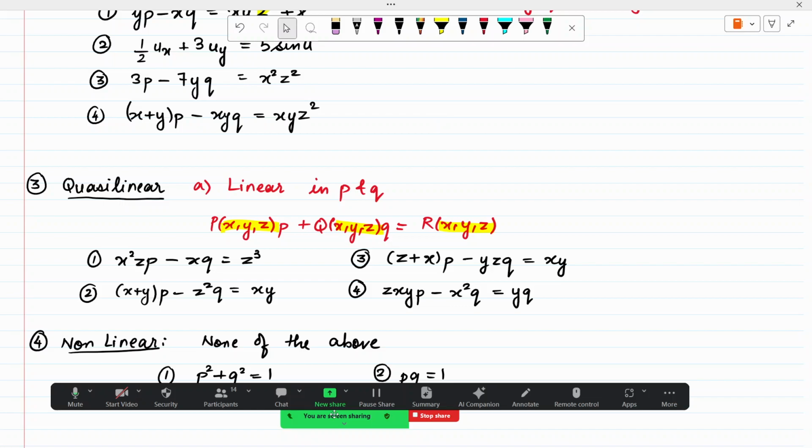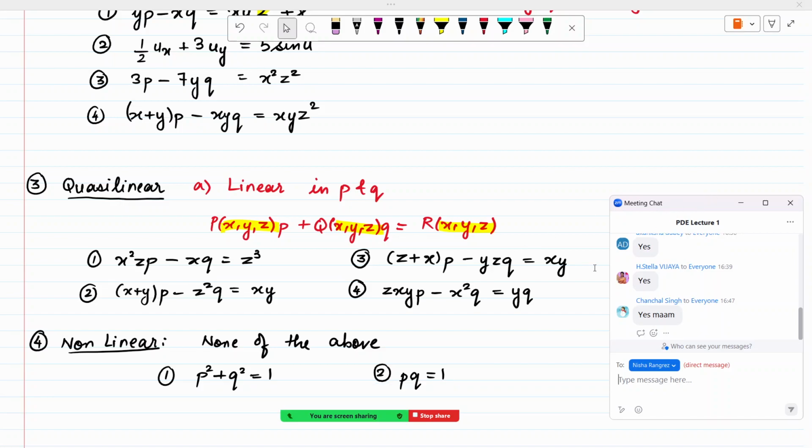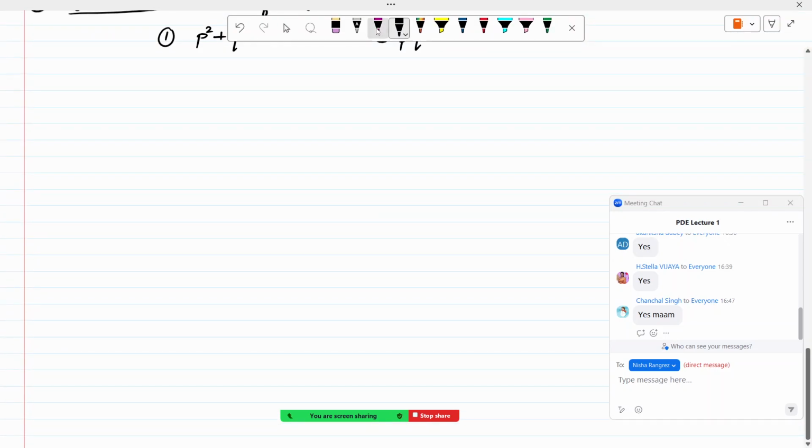If the 4 basic types are clear, we will move to the methods of solving them. Shall we do that? Yes, ma'am. Okay. Fine. So we'll now move to the methods of solving these. Your syllabus consists of methods, the method of characteristics, first thing, which is used to solve a semi-linear or a quasi-linear. Therefore you should know the types. So the method name is method of characteristics.